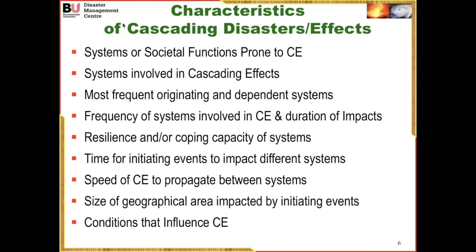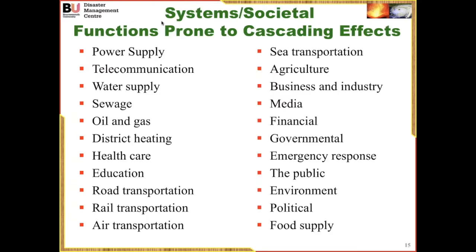And these are some of the characteristics which you are seeing, which we are going to talk about. And these characteristics are actually based on the study that was conducted in the EU that focused on an analysis of about 40 past events involving cascading disasters or cascading effects. So it actually gives us a very broad understanding of the different systems that are involved in cascading effects. And the next slide, which you are seeing now, shows examples of functions that are prone to cascading effects, or what you can call systems, societal functions in the society.